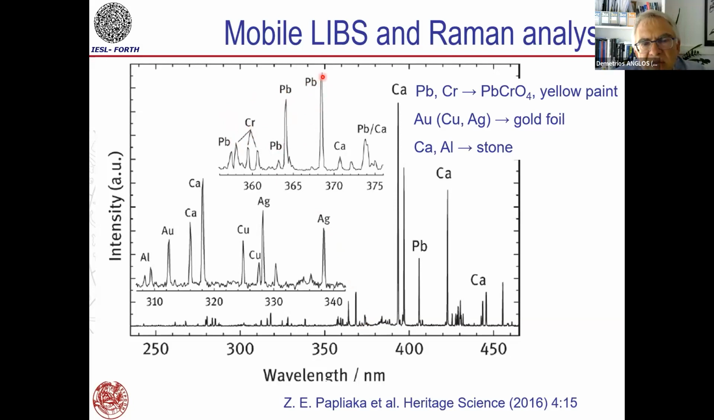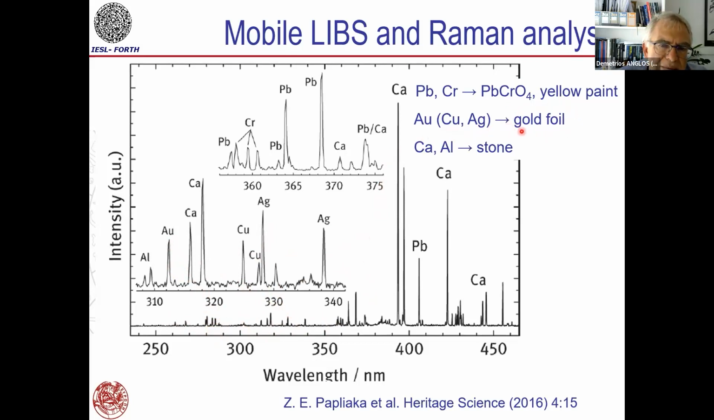The combination of these two, along with the fact that our material, our paint, our substrate was yellow, gives rise to a positive analysis for this compound, which is called lead chromate, and it's a well-known yellow pigment. But not only that, in some small, really small lines over here, we see features like gold, for example, and copper and silver, and this indicates the presence of a gold foil.